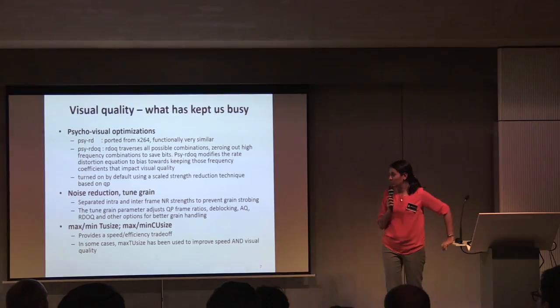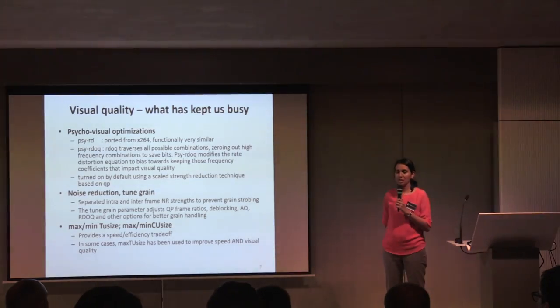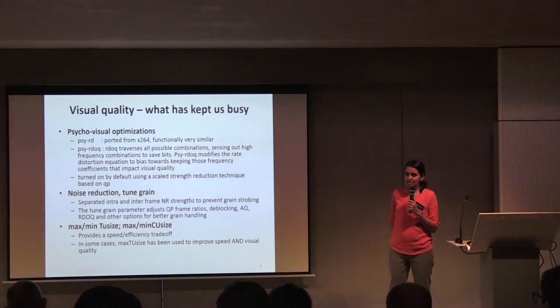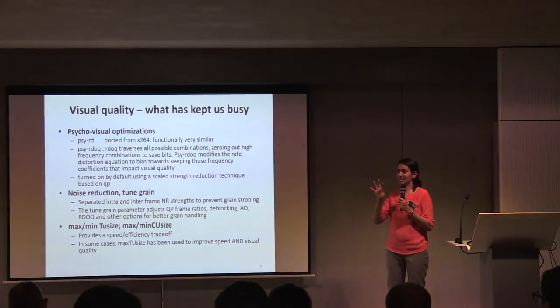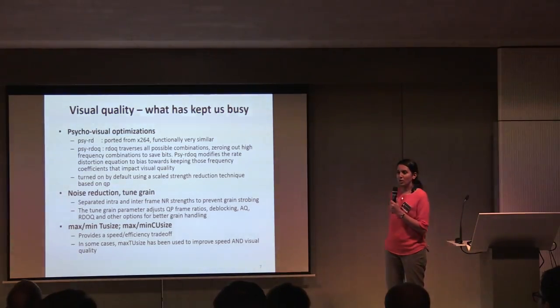Noise reduction, tune grain, very similar. We now have a noise reduction that we initially ported from X264, but we've changed it significantly. We handle intra-frames separately, and try to prevent the accumulation that eventually causes the frames to soften, until ultimately there's no grain left, or it causes bad grain strobing, depending on the slice type. The tune grain parameter helps, especially if you know your content is going to be grainy. It does help significantly in keeping detail. It's still a bit patchy in the sense that there are some areas of the image where you don't have any grain, and some other areas where grain is handled much better, but it's overall a big improvement over what we had.